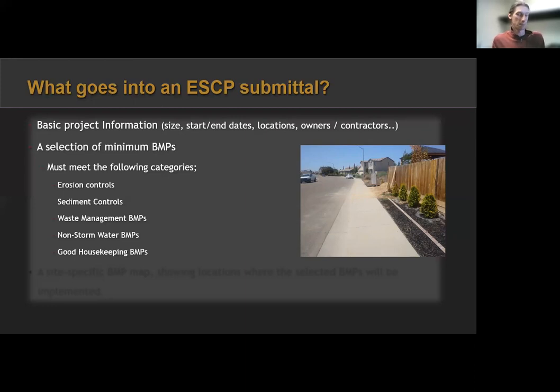Now, it is erosion and sediment controls, waste management BMPs, non-stormwater BMPs, and good housekeeping BMPs. Now, if you caught that, I said 6 because I can't count. There's actually 5 there, and I'm just realizing this as I'm presenting. So forgive that error. 5 categories, not 6. Forgive me for that. So anyway, they need to meet these categories here.